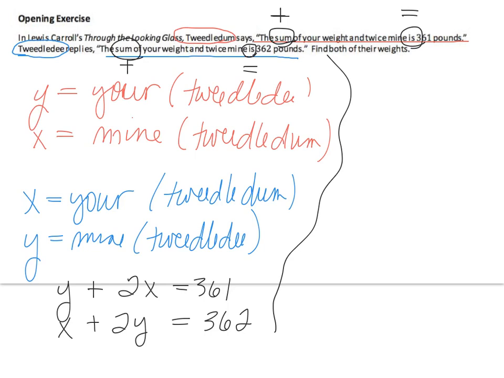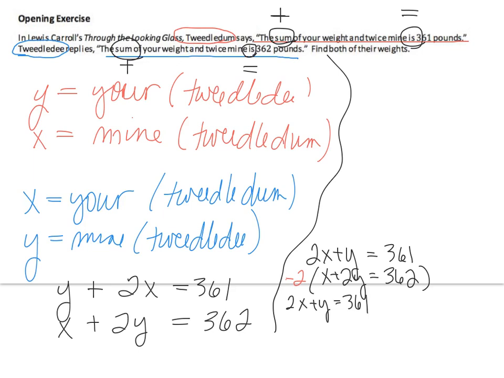I'm going to put both in x first and then y. Sum is 361 and the sum is 362. I'm going to multiply this second one by a -2 because I like to add and not subtract. And I'm going to get 2x plus y equals 361 and -2x minus 4y equals 724. Okay, I'm going to transfer this to another slide so I don't have to squeeze everything in. So hold on a second.